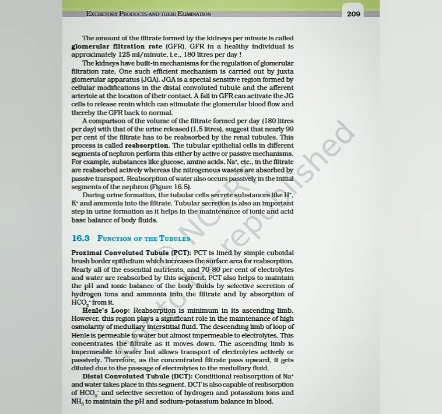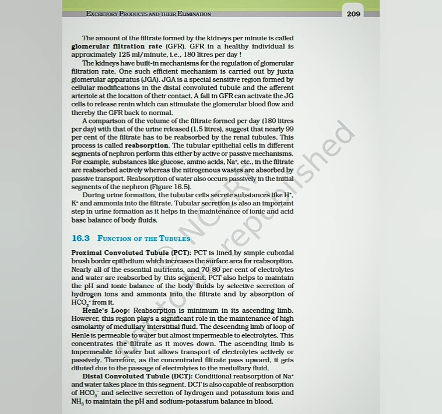The amount of filtrate formed by the kidneys per minute is called the glomerular filtration rate, GFR. The glomerular filtration rate in a healthy individual is approximately 125 milliliters per minute, that is, 180 liters per day. The kidneys have a built-in mechanism for the regulation of glomerular filtration rate.